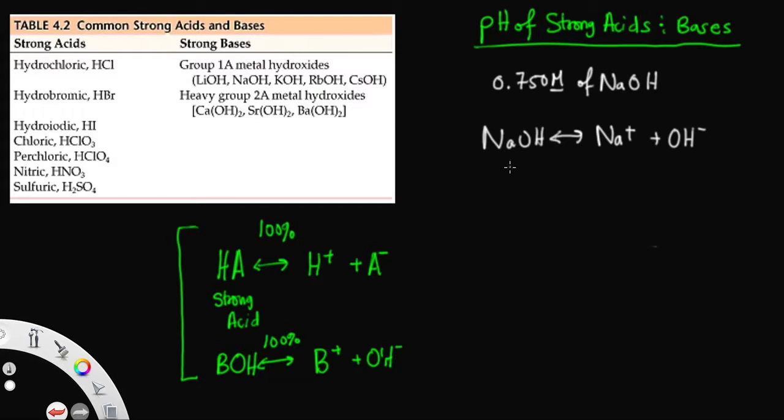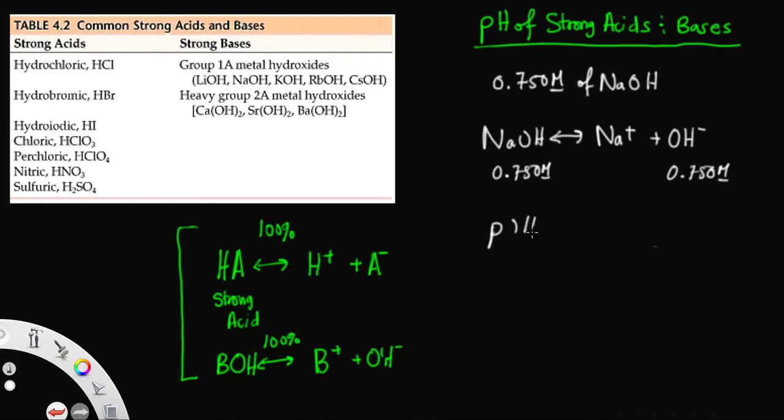With that in mind, we know that if we have 0.750 moles per liter of sodium hydroxide, because of the 100% dissociation of strong acids, and specifically in this case strong base, we should have 0.750 moles per liter of OH minus at the end of the reaction. So, if we want to find the pH, the first thing we have to solve for is pOH, because that's what we're directly given. We're given a hydroxide concentration.